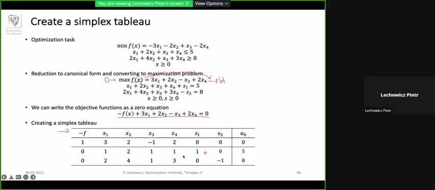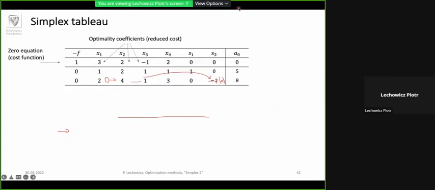Here are our two equality constraints, coefficients for these constraints. Here we have the objective function and the value for the objective function, which is equal to 0. And these coefficients for the zero equation are called optimality coefficients, or otherwise are called a reduced cost. And they are describing the values for the variables for our objective function.